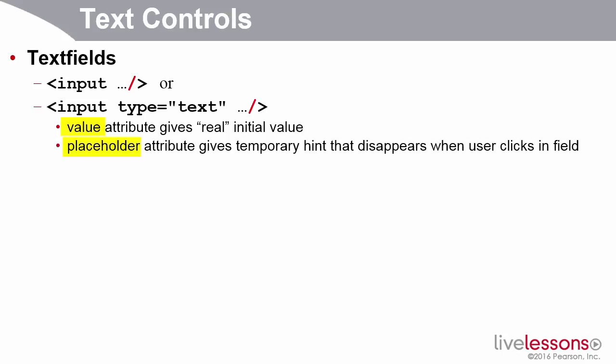So sometimes it's not necessary to have a placeholder, but the point is that placeholder and value are different. Value is a real initial value that, if not changed, becomes part of the submission. Placeholder is temporary text that gives the user a hint, if necessary, and disappears as soon as the end user clicks in the text field. All right, so it might look like this. Now, CSS, which we'll cover in the next section, can style text fields.